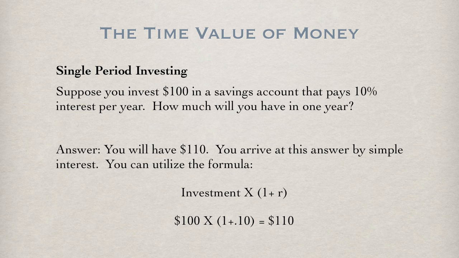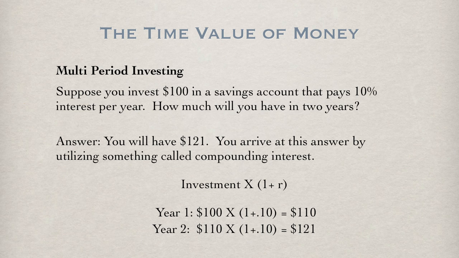of the first year? To arrive at the answer, we utilize the formula investing times 1 plus the interest rate. In this case, our investment is $100 and our interest rate is 10%. So our formula is $100 times 1 plus 10%. When worked, we arrive at an answer of $110. This is the amount that we would have 1 year from today if we invested $100 in a savings account today, earning 10% interest.